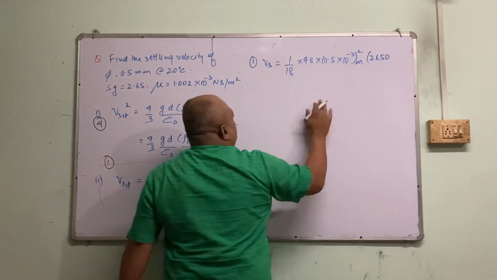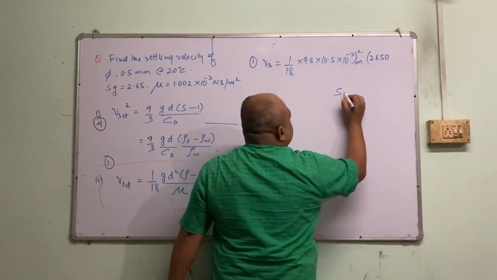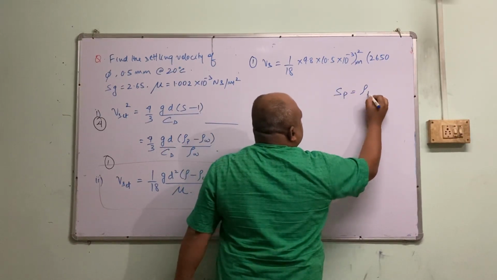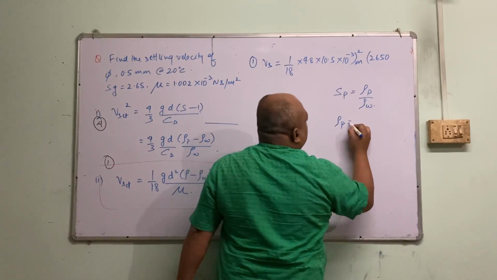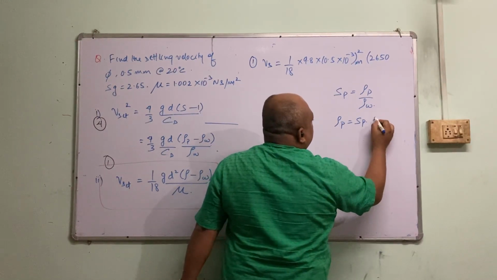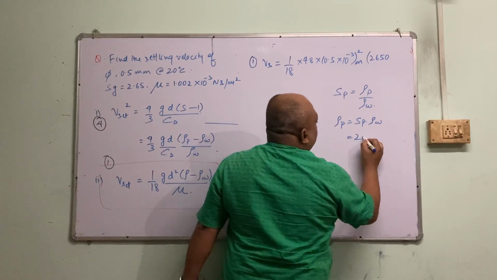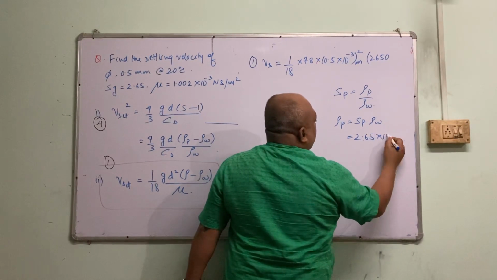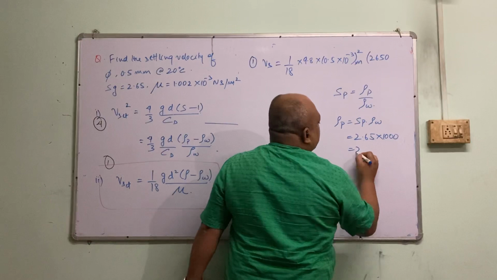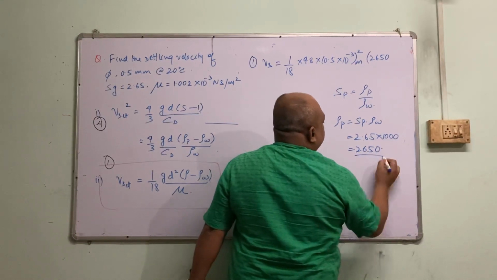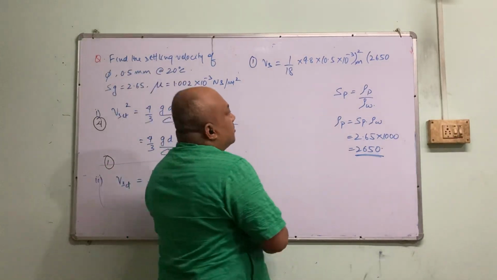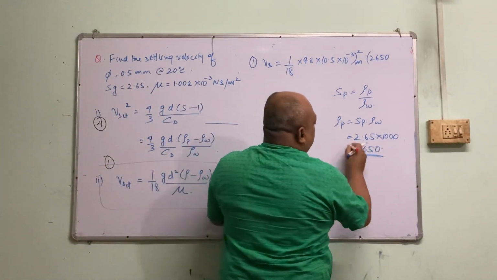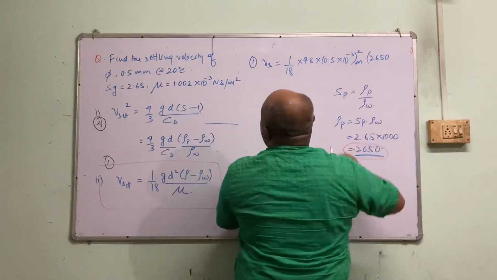Simple. I'll just write it and I'll rub it off. Specific gravity is equal to density of the particle divided by density of the water. So density of the particle is equal to specific gravity into density of the water. 2.65 into 1000 is equal to 2650. Is that okay? Fine. So this value we are using here.